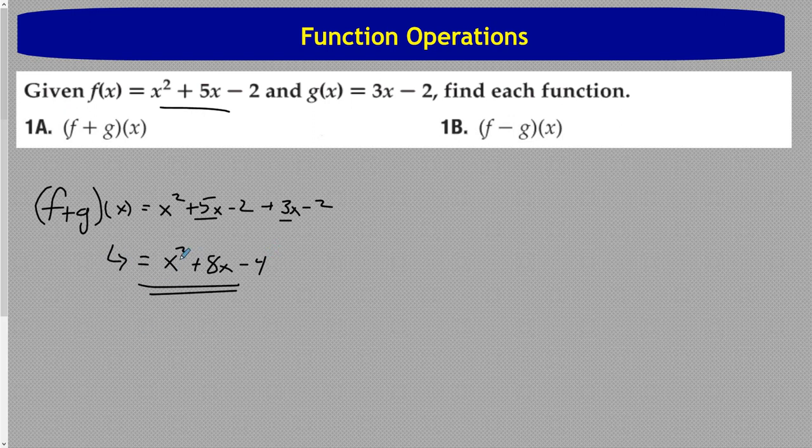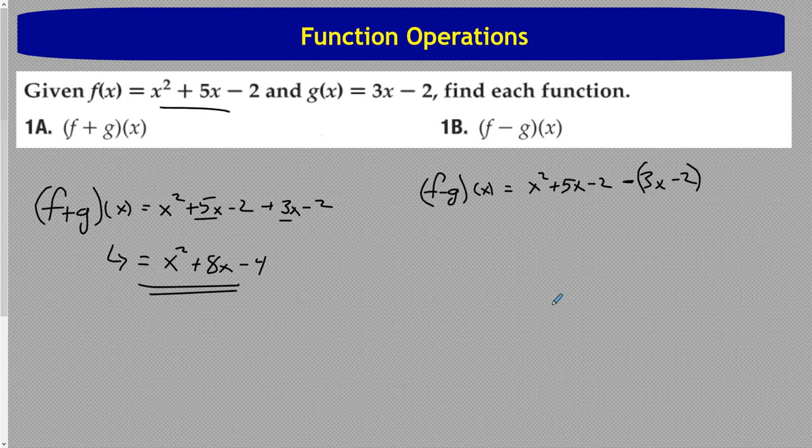It's basically just an exercise in combining like terms is all this is. We're going to do the same thing, but we're going to subtract. So it's going to be f minus g of x. So x squared plus 5x minus 2 minus 3x minus 2. Now the one mistake that most of you will make at least once is what I have just done. What we are actually subtracting is the entire expression.